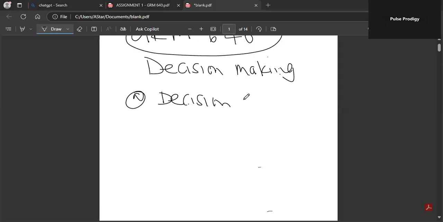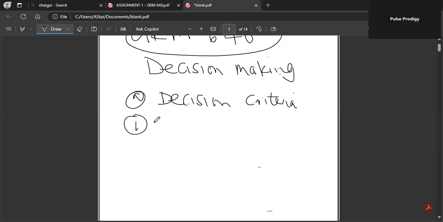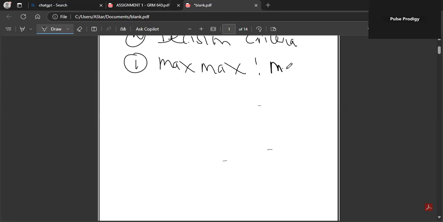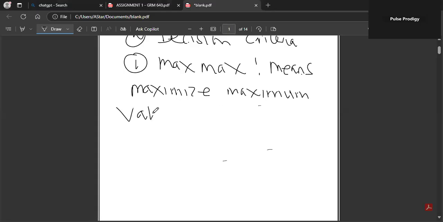So the decision-making criteria, the first one we have is max. Okay, so max means maximize the maximum value of alternatives.